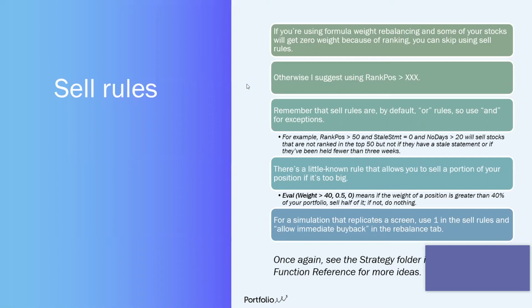For a simulation that replicates a screen, some people have been doing this lately. They've been trying to replicate a screen with a simulation. Just use 1 in the sell rules and allow immediate buyback in the rebalance tab. And once again, take a look at that strategy folder in the factor and function reference.